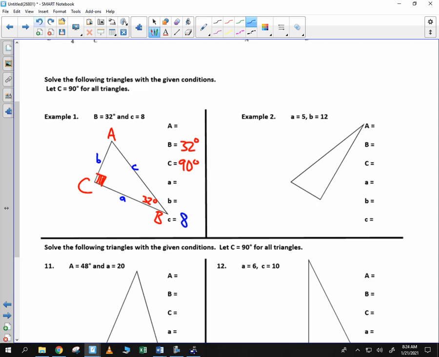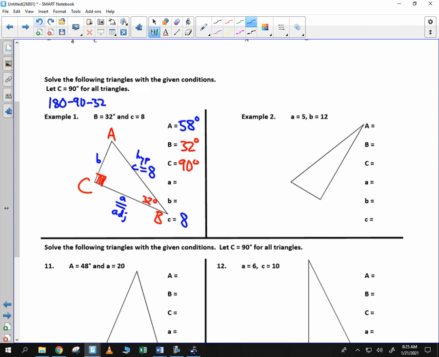So we want to find the missing pieces. Finding this missing angle A is easy because all the angles must add up to 180. So if you had 180 minus 90 minus 32, you should get 58 degrees. That was easy enough. You also know that side C is 8. Now you can choose whether you'd like to find A or B. That's up to you. I would like to find side A. That would be the adjacent side of 32 degrees, and C would be the hypotenuse.